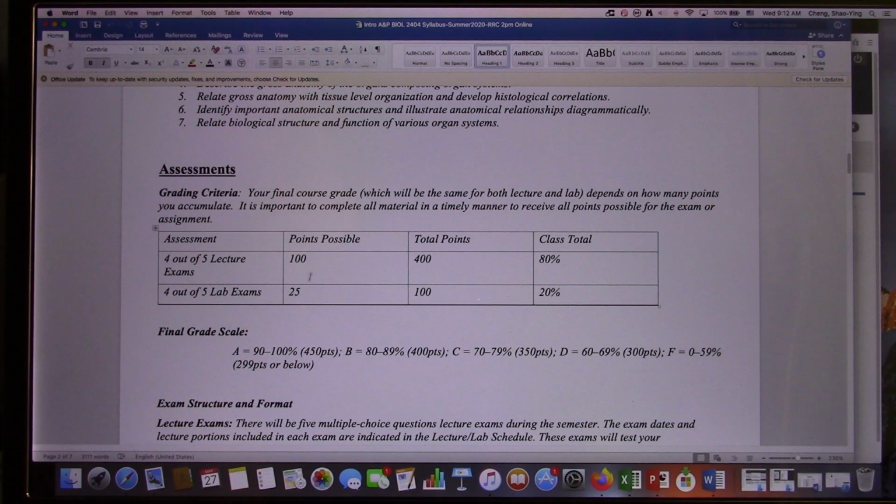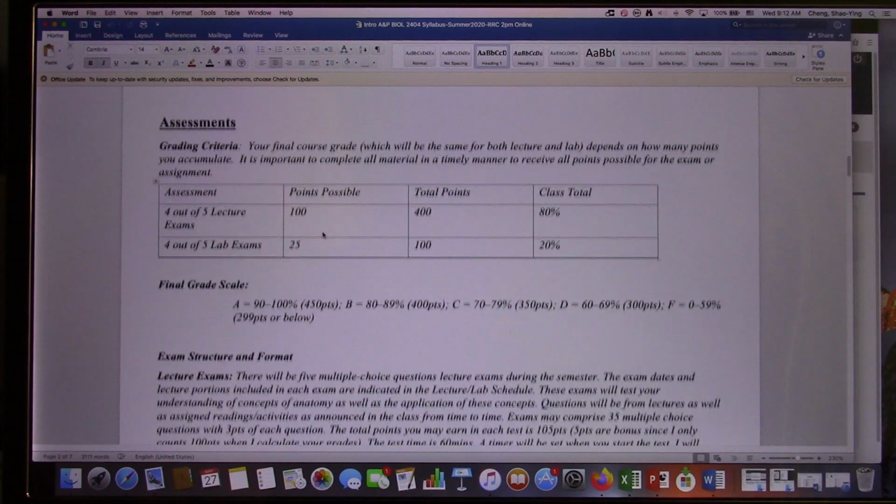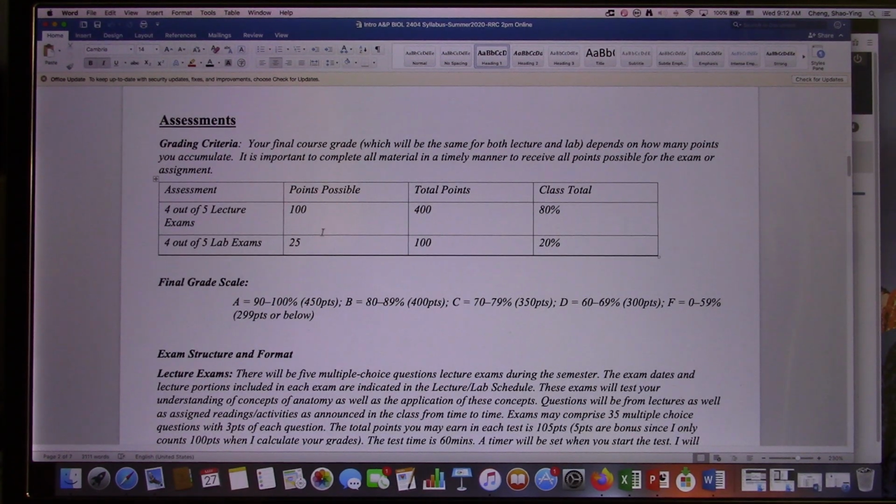In this class, we have 5 different units. We have 5 tests. For every test, we have the lecture test, which is made of multiple choice, and the lab exam, also called the lab practical, which is made of fill in the blank. You have 100 points from the lecture. Actually, I give a little bonus, so you can have 105, but I only count 100. And 25 points from the lab practical. So every unit, you have 125 points.